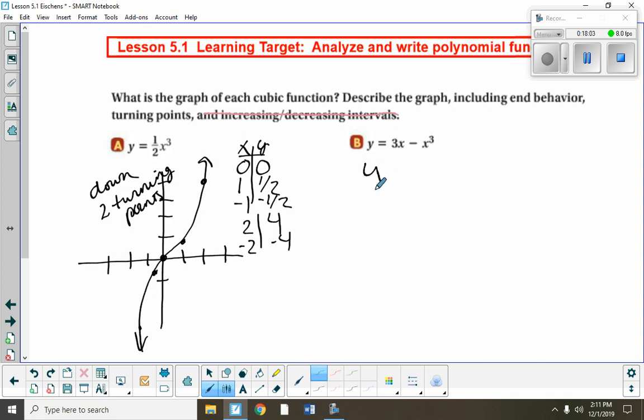Here, first I'm going to put this in standard form. And we're not going to take the time to graph it, but you could make an XY chart. But we know that if it's an odd degree with a negative out front, it's going to have like a negative slope. So it will be up on the left and down on the right. And there would be n-1 turning points, so 2 turning points.